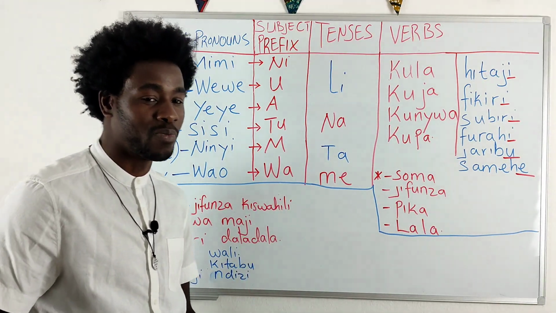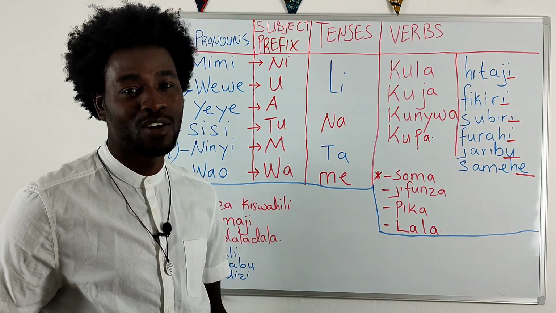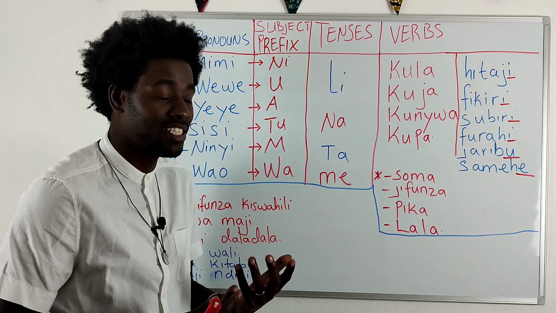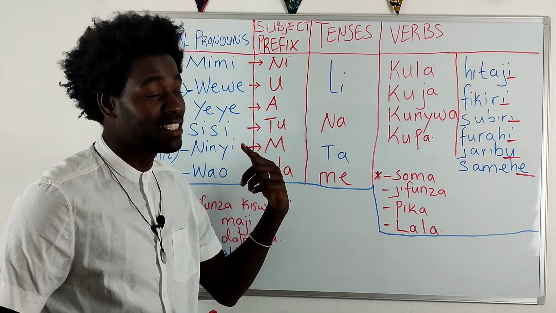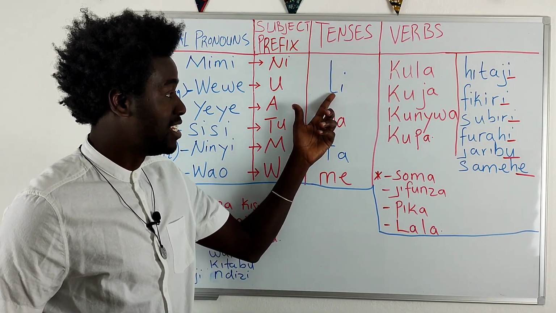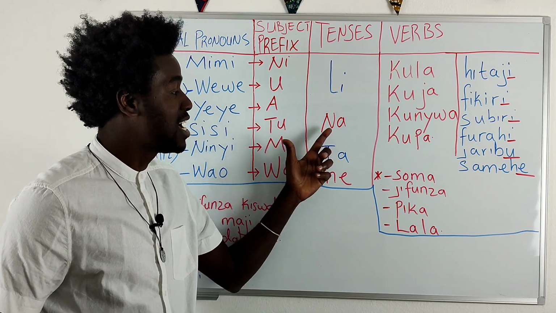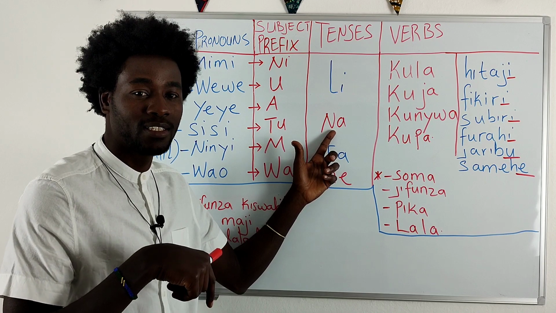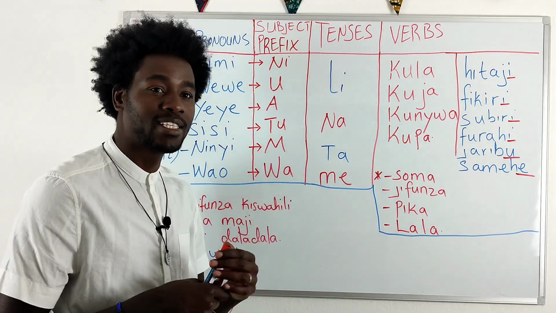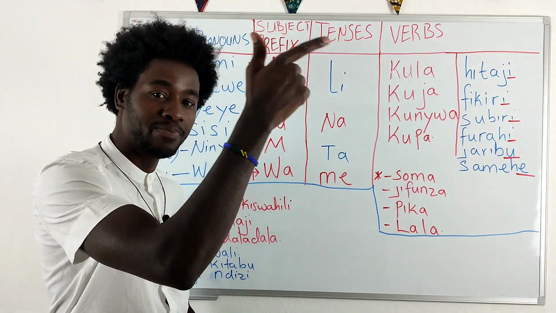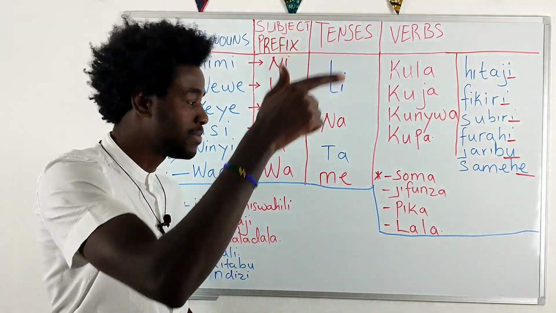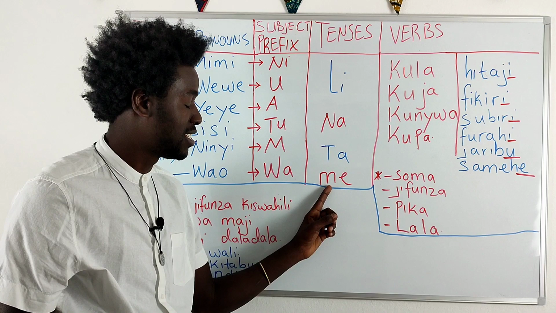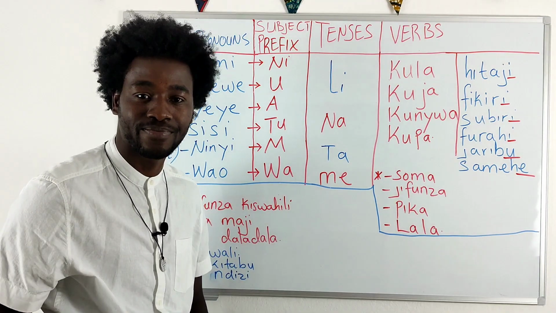Good. And also, as in any other language, we also have the Swahili tenses. Li stands for past tense. Na stands for present tense. Ta stands for future tense. And me, this is present perfect tense.